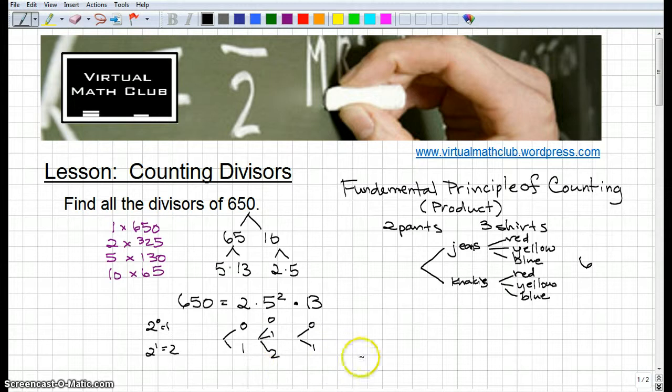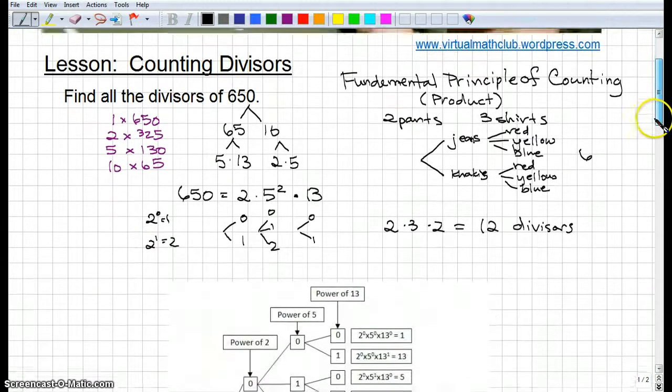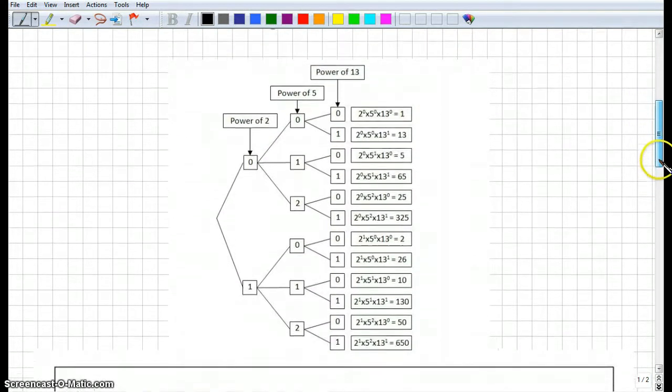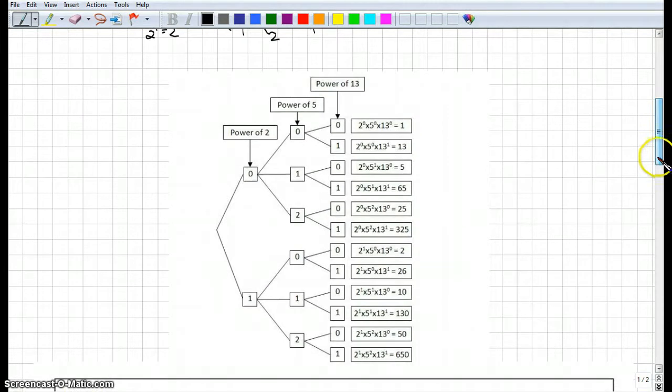So you can see we have 2 choices for the number of 2s, we have 3 choices for the number of 5s, and 2 choices for the number of 13s, which should give us 12 divisors of 650. So obviously I only have 8, so there's a couple missing, right? And let's take a look at what the tree would look like for all the different divisors of 650.